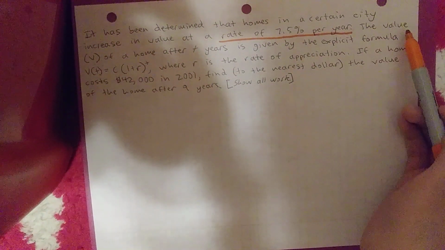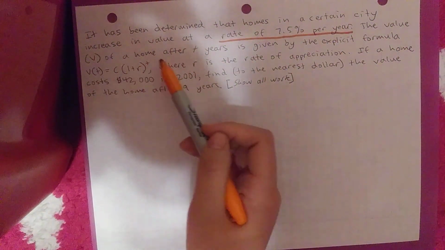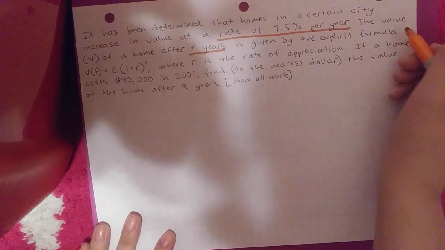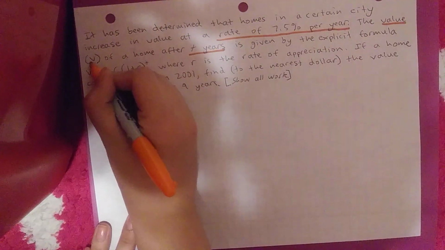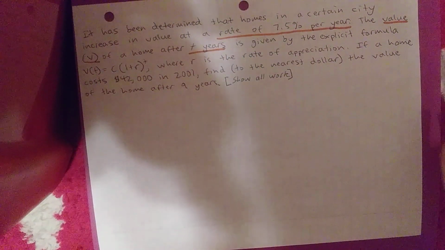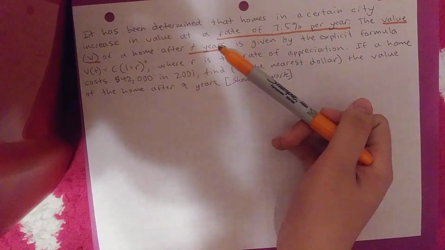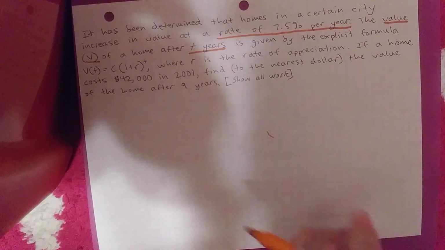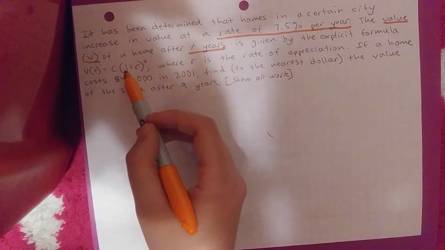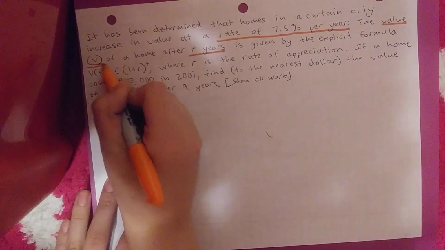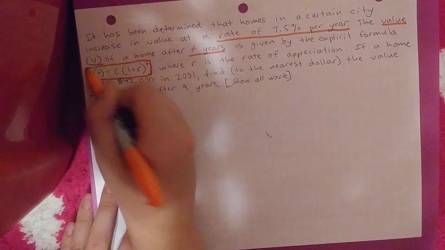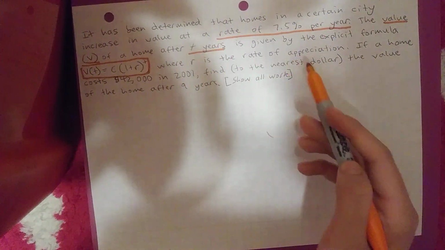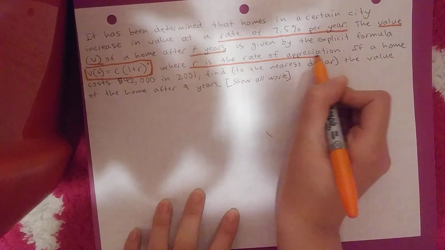And it also says the value V of a home after T years, so you know that T equals years, and you may also want to know that the value is V. Well, it's not really totally important, but mostly T equals years, and it's given by the explicit formula V(T) = C(1 + R)^T, so that is really important. We're going to need that equation to get our answer. And where R is the rate of appreciation, that is also important.